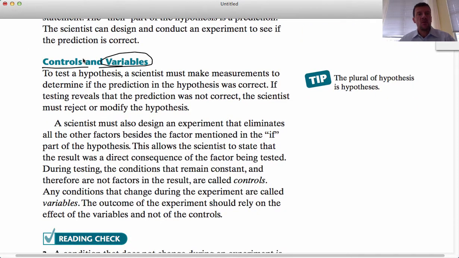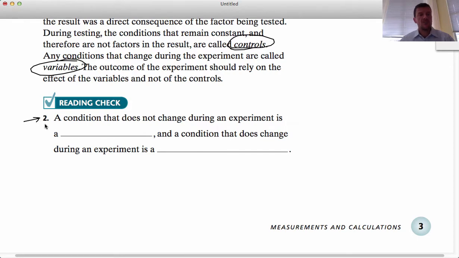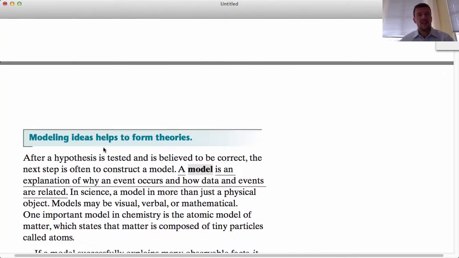Some other things that you need to be aware of in experiments that we're going to perform, as I mentioned already, are controls. If you have a control, that control is not going to change. Variables obviously are going to alter their values based upon the conditions of the experiment. Make sure you understand what we mean by controls and variables. All right, you can pause here and just answer reading check question number 2, and then rejoin me.